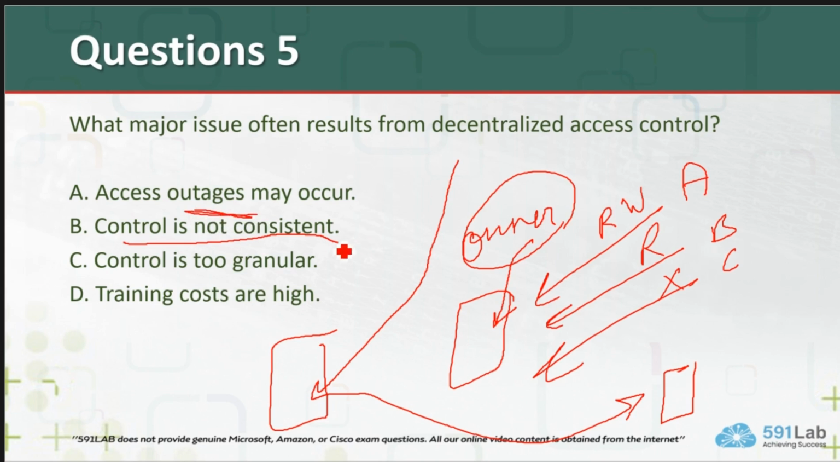Outages may occur at any access control type. Control is too granular? No, this is not the case, because the owner knows exactly which users are going to need which access rights, and he's going to provide just that, or this is what's supposed to happen. And it's not about training, it's just about providing access control, so training is kind of irrelevant here. So the answer that fits best this question is B, control is not consistent. Why? Because we have too many data owners, and each one would have a different opinion than others about what is the right or correct access control.